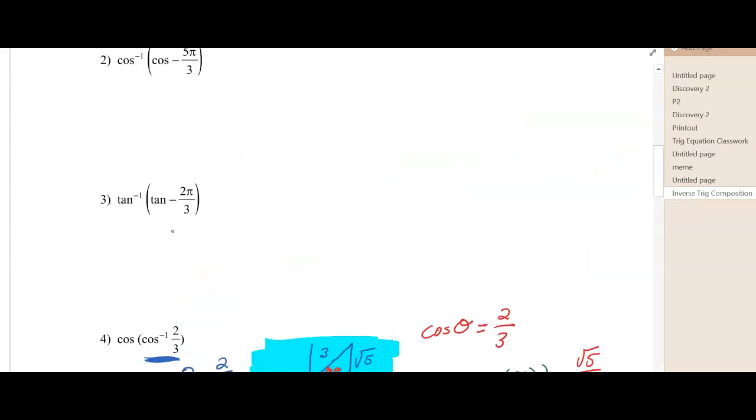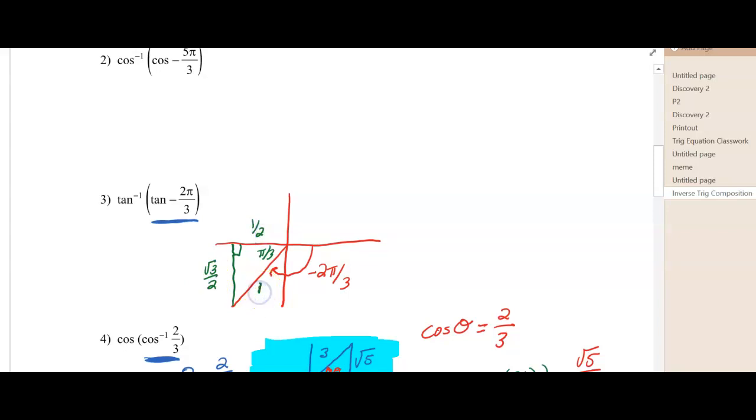If we scroll up to problem number 3, I'm going to start with the inside function again. So I'm going to draw a diagram. Negative 2 pi over 3 is in quadrant 3. So there's the angle. The reference angle is pi over 3. I'm going to drop the altitude and label the sides of the triangle. So we have root 3 over 2, 1/2, and 1. So now this becomes inverse tangent.